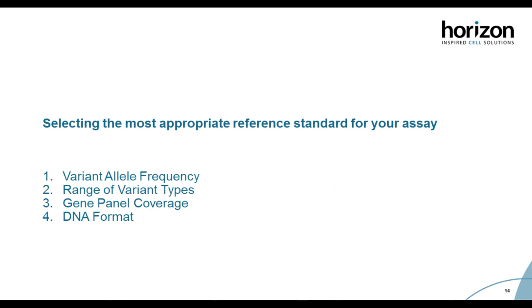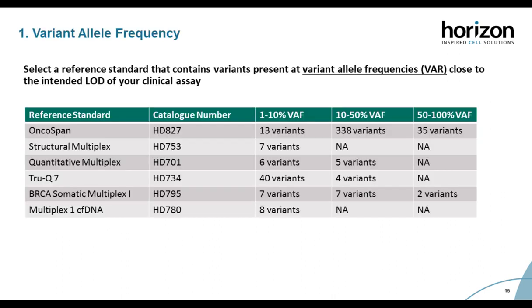Moving on to look at how you may select the most appropriate reference standard for your assay. We're going to touch on four main points: the variant allele frequency, the range of variant types, the gene panel coverage, and the DNA format. It's important to select a reference standard that contains variants present at variant allele frequencies, or VAF, close to the intended limit of detection of your clinical assay.